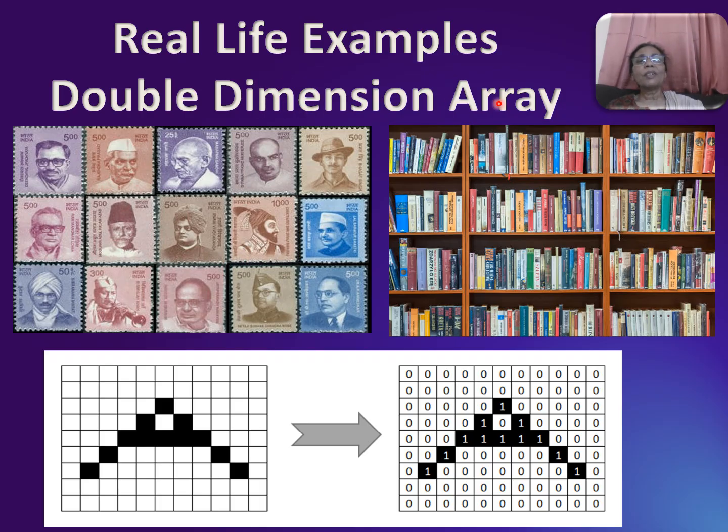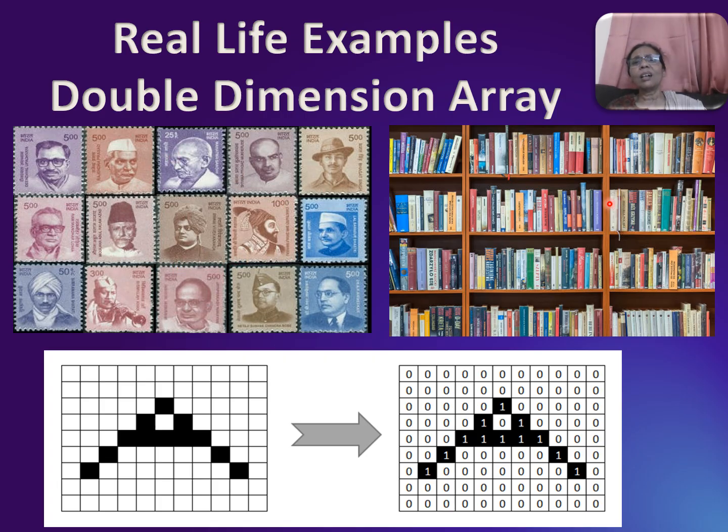Real life examples of double dimension arrays. Here you can see a pack of tickets. Multiple tickets are stored in rows and columns. So there are 3 rows, 1, 2, 3, and 5 columns, 1, 2, 3, 4, 5. So in all there are 15 tickets stored in a double dimension array.